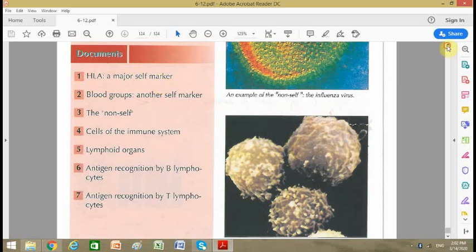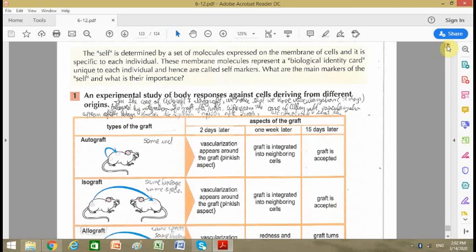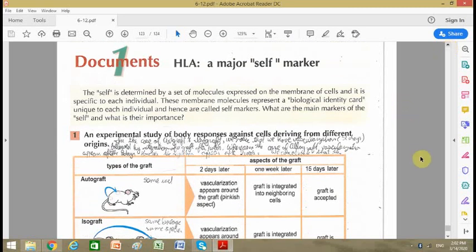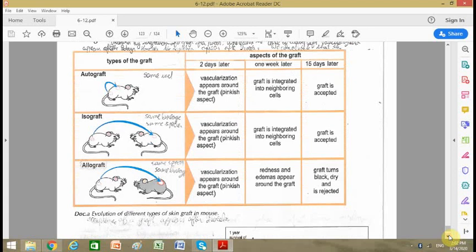And then we can talk about the HLA proteins, which are the first self-markers, in document 1, page 114 in your book. Now, what is the HLA? To understand this, we start with the first experiment in document A, which is about grafting. I have in this experiment in front of me 3 types of graft: an autograft, an isograft, and an allograft. An autograft, as you can see, is a graft in the same individual from one place to another. And an isograft is a graft between 2 identical twins.